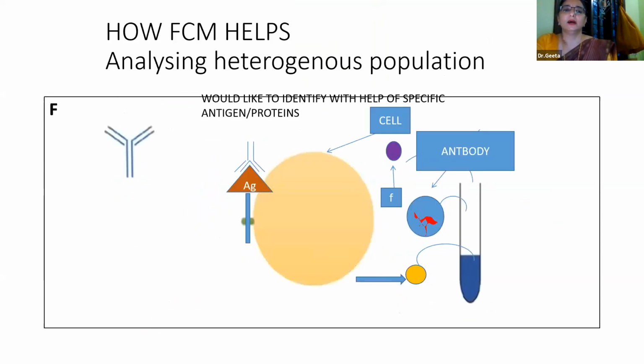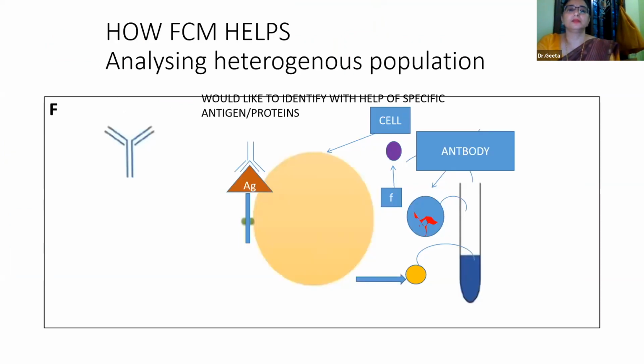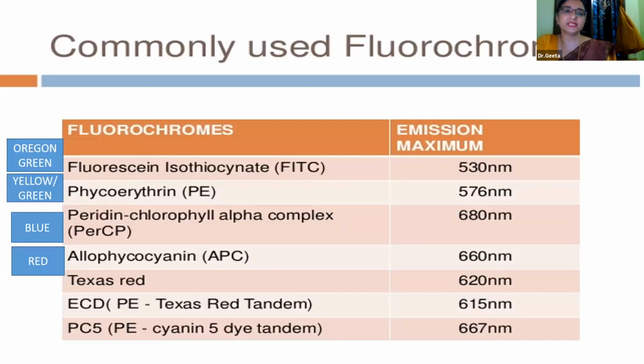Now let's see. In a single tube, when we are to start the experiment, we have to take the cell pellet, lyse the RBCs and then add the antigen tagged antibody, the antibody, the fluorochrome and the cell which has the antigen into a single tube. And then we incubate it for some time so that the reaction takes place.